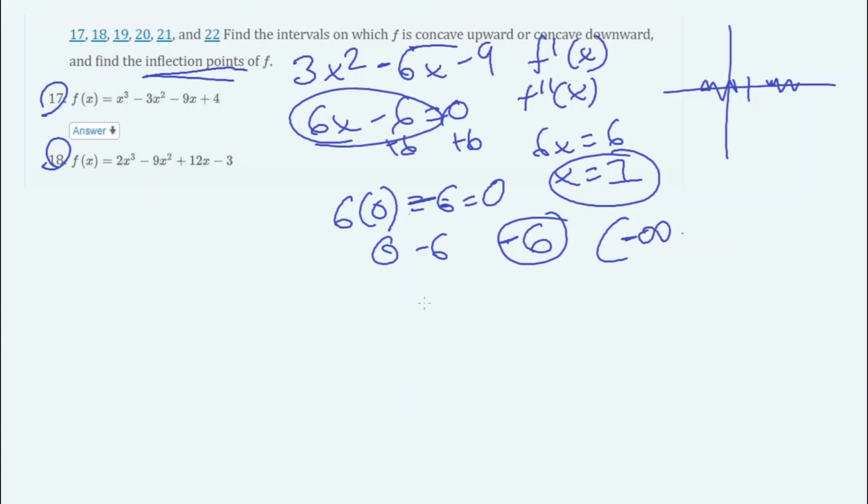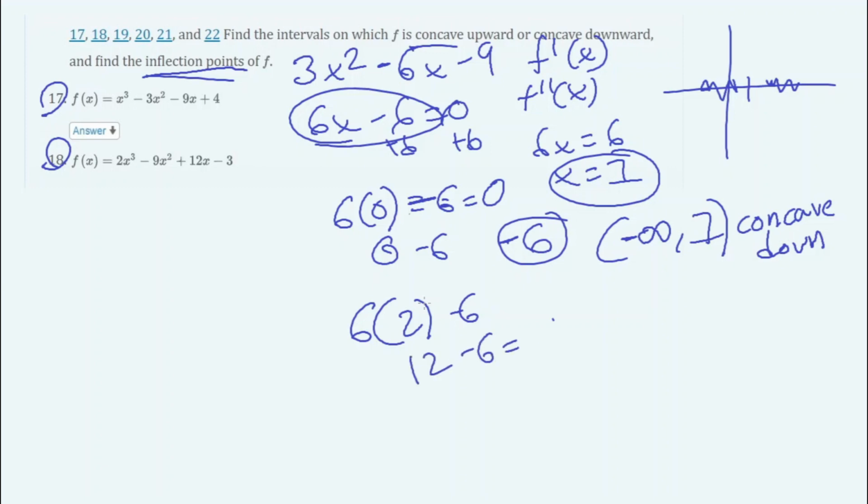in the interval of negative infinity to 1, it's concave downward or down. And we could just assume that after 1 it's concave up, but we could also plug it in. So let's plug in 2 into the second derivative. So it's going to be 6 times 2 minus 6, and we're going to have 12 minus 6, which is just 6. That's a positive number, which means that from the interval of 1 to infinity, the function is going to be concave up.